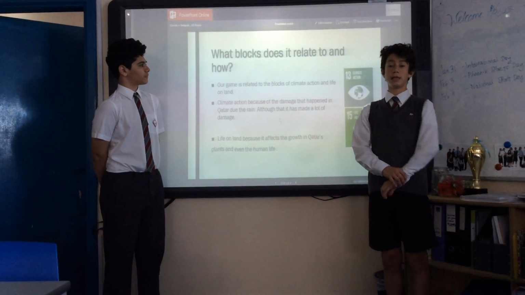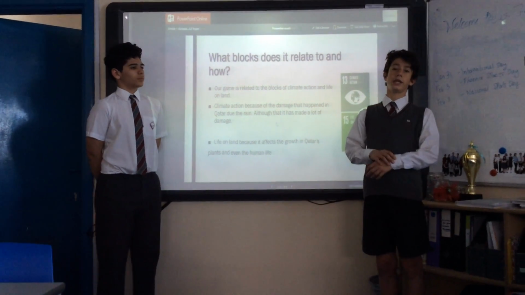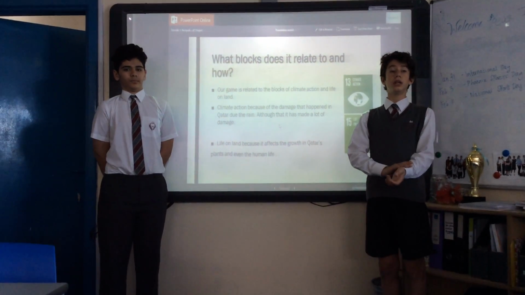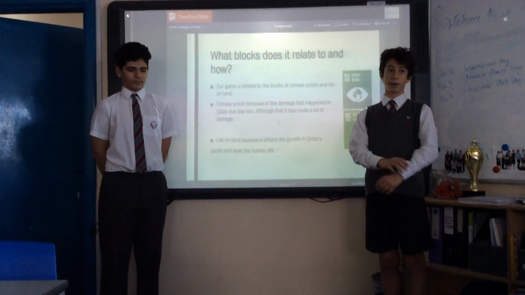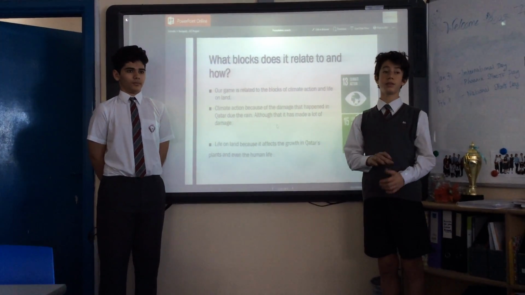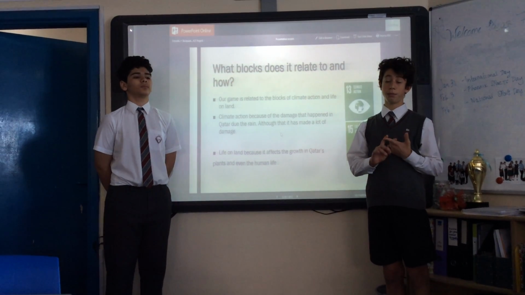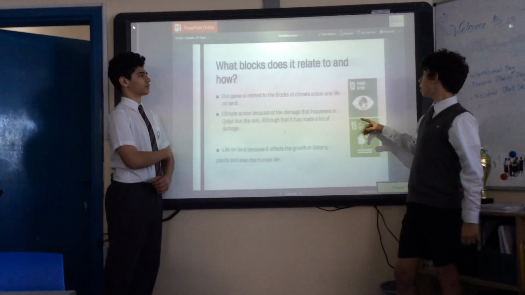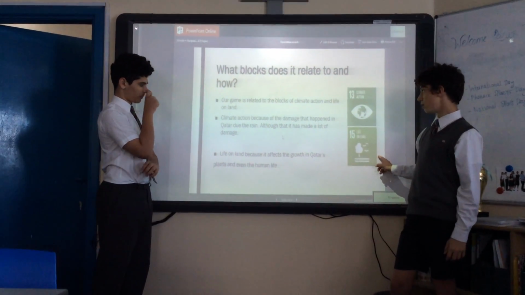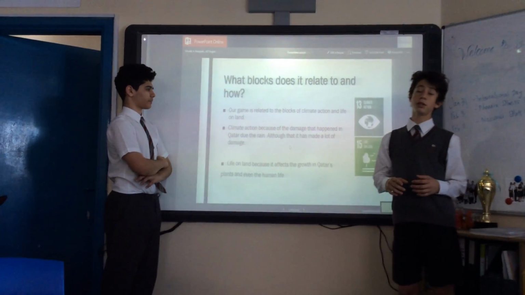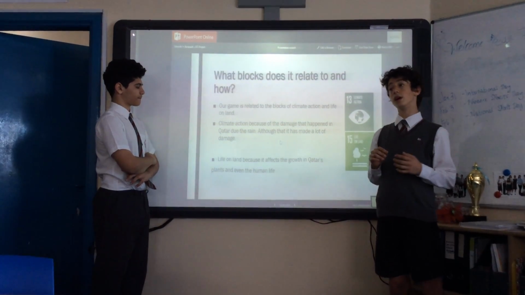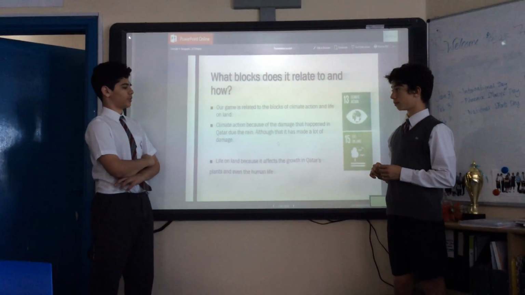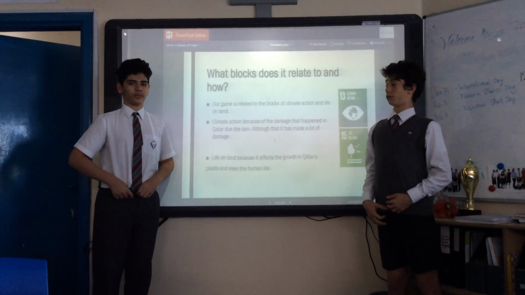So our game is about a sprite, which is an Arab boy, trying to catch the rain. All the backgrounds are from Qatar. The first level is an easy one, the second one is a medium one, and the third is a hard one. Our game is related to the blocks of climate action and life on land. Climate action because of all the damage that the rain did to Qatar. Life on land because it affects the growth of Qatar's plants.